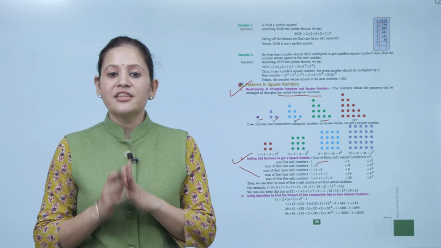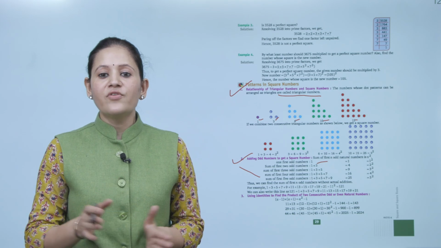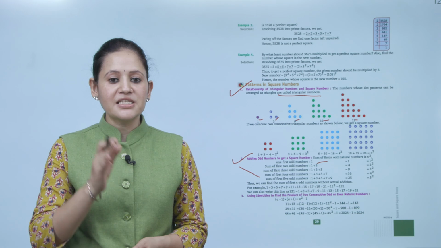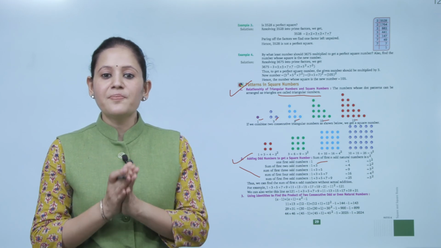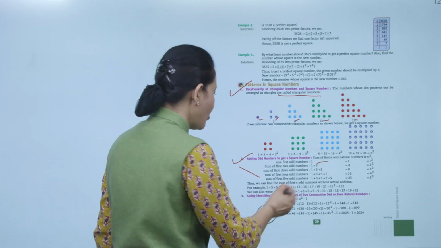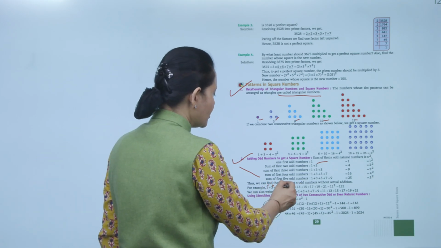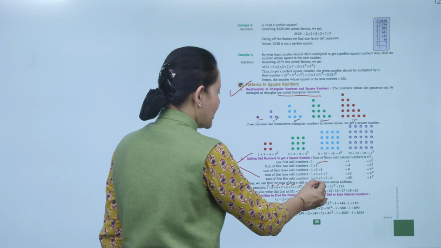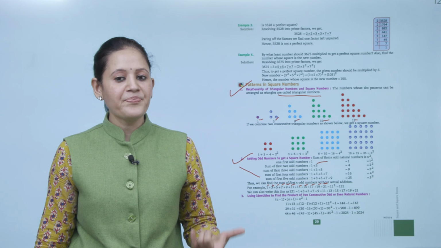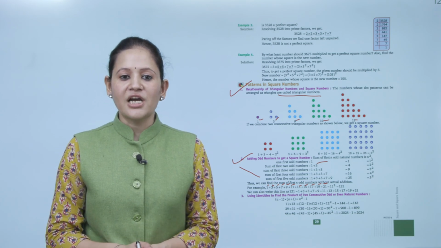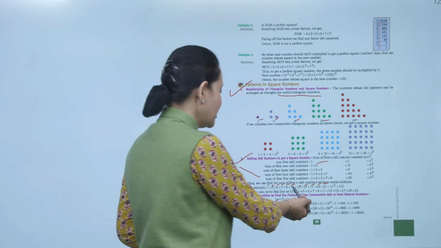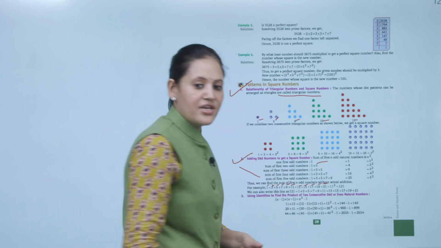Thus, we can find the sum of the first n odd numbers without actual addition. For example, 1 plus 3 plus 5 plus 7 plus 9 plus 11 plus 13 plus 15 plus 17 plus 19 plus 21. So, how many odd numbers have we added? 1, 2, 3, 4, 5, 6, 7, 8, 9, 10, 11. So, that is equal to the square of 11, that is 121. We can also write this as 121 as the sum of consecutive 11 odd numbers.